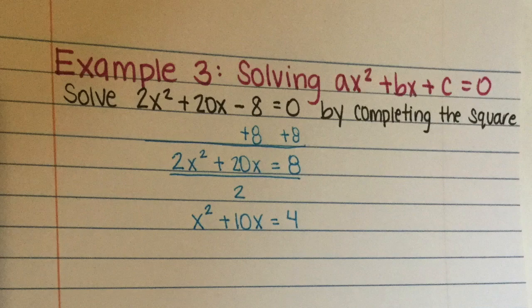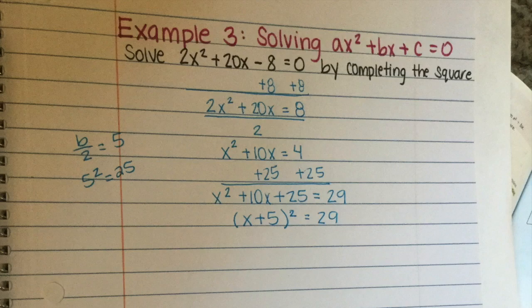So like I said, the only thing that is different about this problem is that we have a coefficient or a number in front of x squared. So we want to make sure that we can get rid of that. And the way that we do that is by dividing everything, both sides of the equal sign, by 2. So when I divide everything by 2, I'm left with x squared plus 10x is equal to 4.